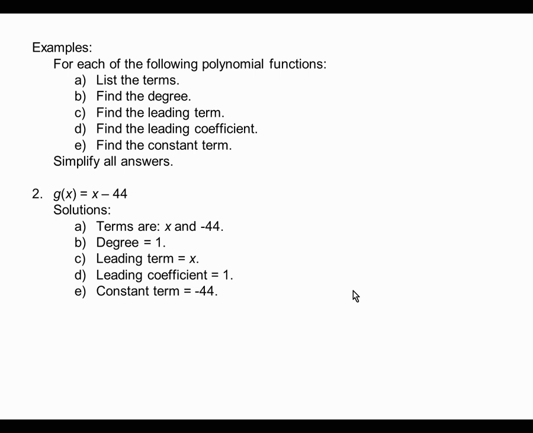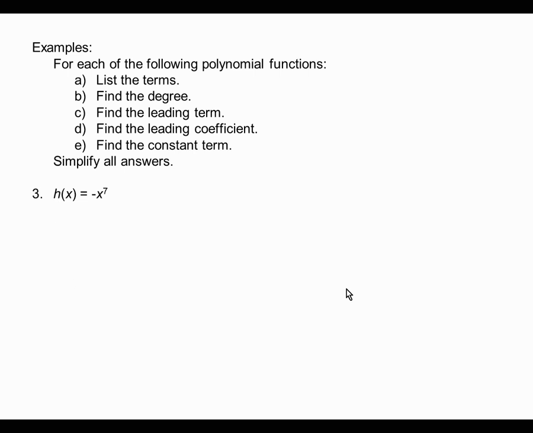Okay, example number 3. H of x is equal to negative x to the 7th power. Doing the same 5 things again. So our solutions: we're supposed to list the terms. There is only one term. So the terms are just negative x to the 7th power.